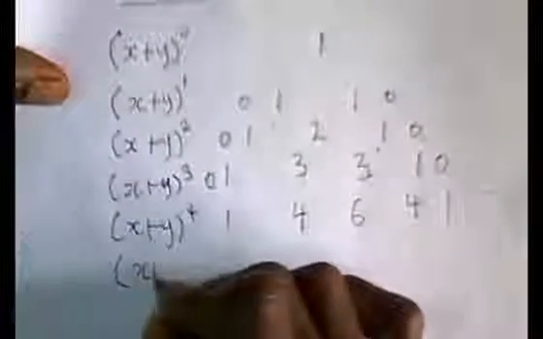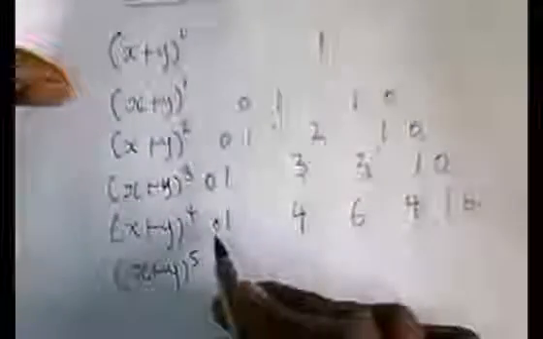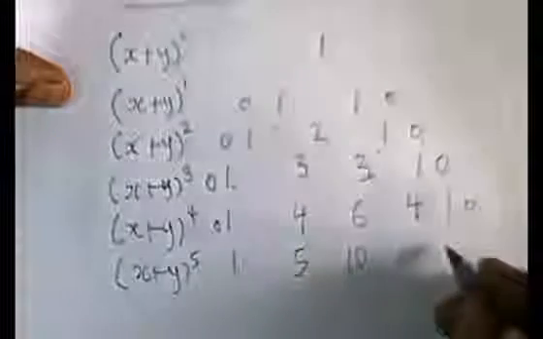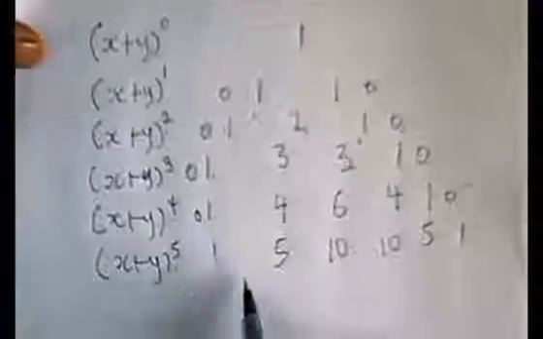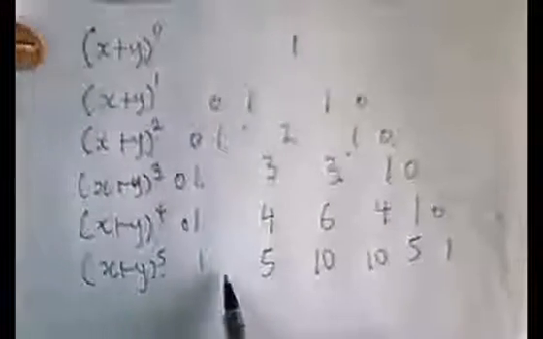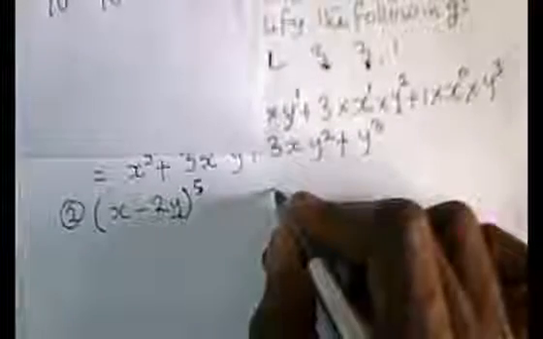Now if we have (x plus y) power 5, then we do the same thing with the previous coefficients. We add 0 plus 1 is 1, 1 plus 4 is 5, 4 plus 6 is 10, 6 plus 4 is 10, and then 4 plus 1 is 5, 1 plus 0 is 1. So there you have it for power 5. The coefficients we shall be using are 1, 5, 10, 10, 5, and 1. So we're going to write it up here. The coefficients are 1, 5, 10, 10, 5, 1.